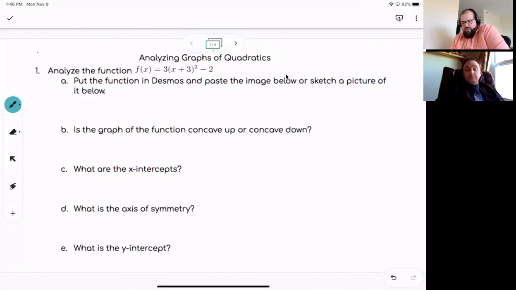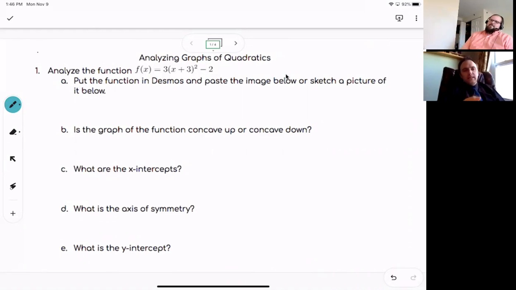Okay, so we're trying to do some graph analysis with quadratics. And the first thing is to put this function in Desmos and to paste the image below. This is an important piece of this because we need to be able to see where you're getting your information from. And it's good practice for pasting things. And Mr. I'm slow Butterworth is playing this because I wanted to talk about it for a moment first.